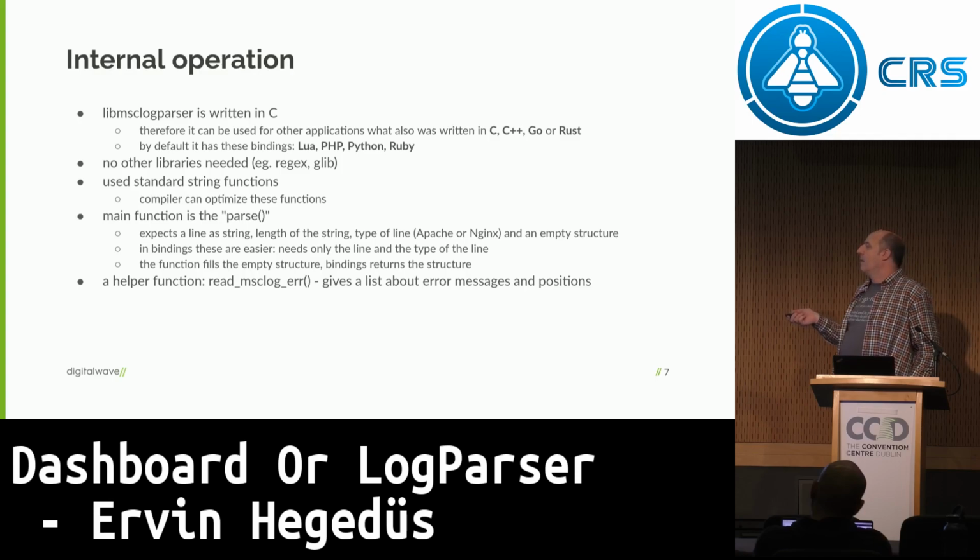There is only one main function. This is the parse. It expects a line of string, length of the string, type of the line, which could be actually Apache or Nginx, and an MPA structure. This is necessary only in C. Using bindings is easier. It needs only the line and the type of the line, and the function fills the MPA structure. Bindings return the structure. I will show an example later. And there is a helper function, read MSC log error. This is because C is not easy for handling arrays. So this function helps the bindings or a C application.